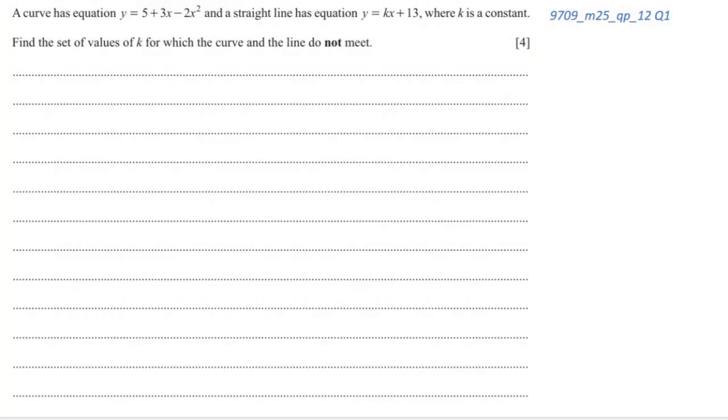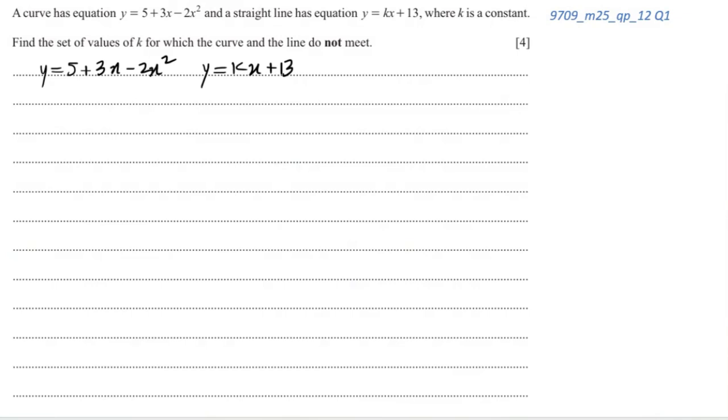Problem 1. This is from March 25, question paper 1-2, A-level Mathematics 9709. The curve has the equation y equals 5 plus 3x minus 2x squared, and the straight line has the equation y equals kx plus 13, where k is a constant. Find the set of values of k for which the curve and the line do not meet.